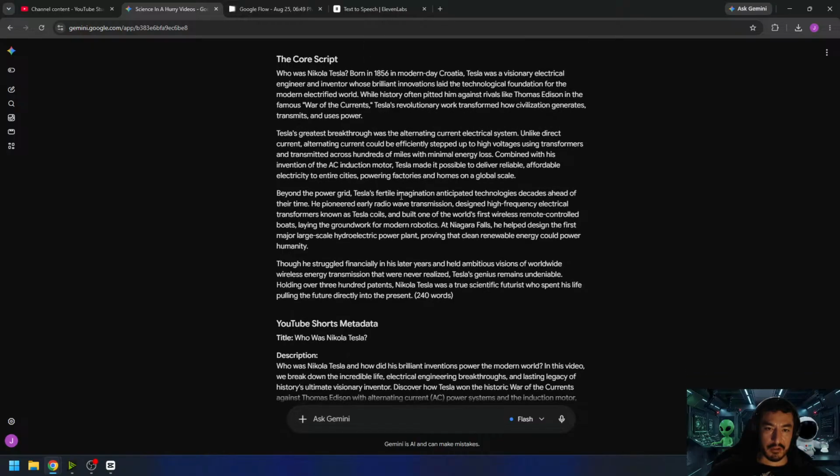Beyond the power grid, Tesla's fertile imagination anticipated technologies decades ahead of their time. He pioneered early radio wave transmission, designed high frequency electrical transformers known as Tesla coils and built one of the world's first wireless remote controlled boats, laying the groundwork for modern robotics.